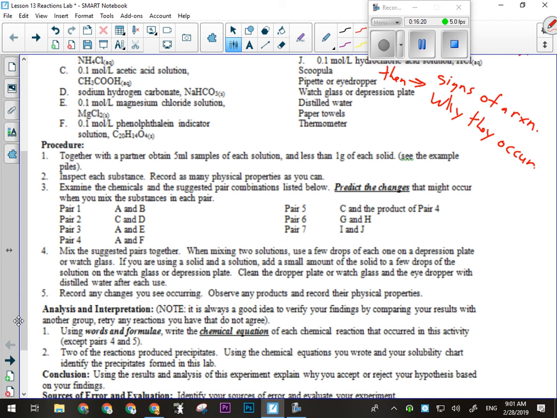Take the sheet I gave you. You have the pairs, the directions, as well as the observations table to fill in, and then you can come back and fill it in on the Chromebook when we're done. Any questions?